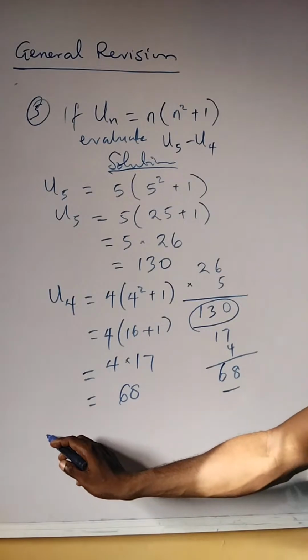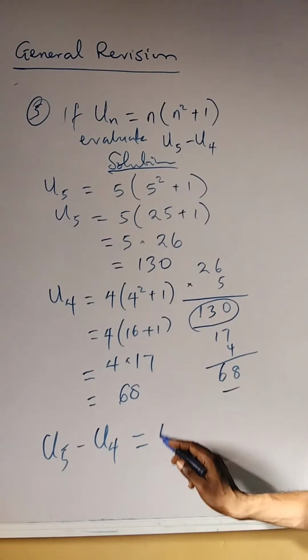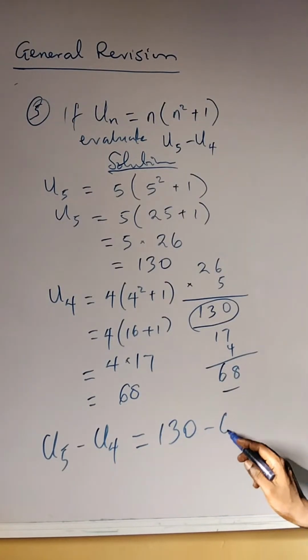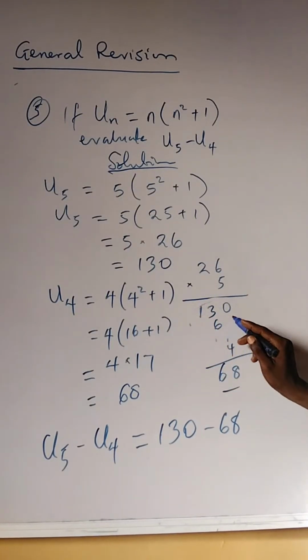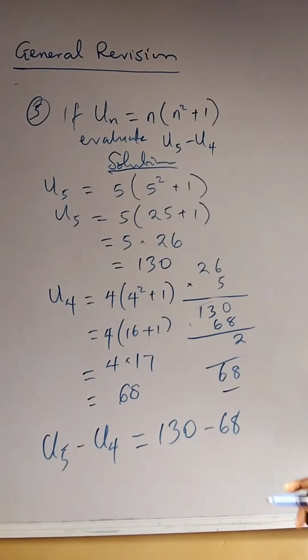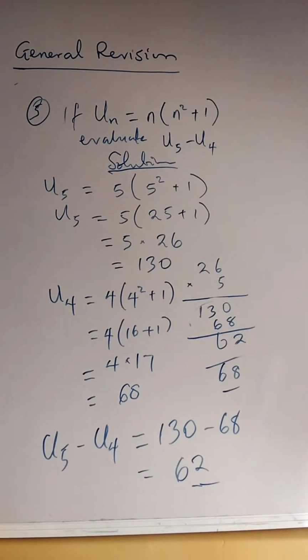Now we are finding u subscript 5 minus u subscript 4. So that's 130 minus 68. So subtract 68 from 130. Here you have 10, that's 2. Here remain 12, that's 6. So that gives us 62. So that's the answer here. That's how to handle this kind of relation. Okay, now we look at another one.